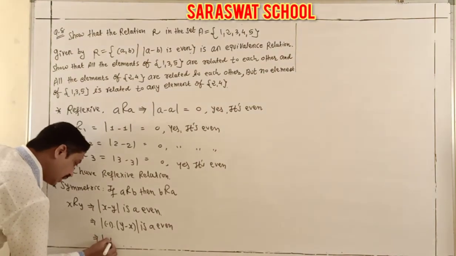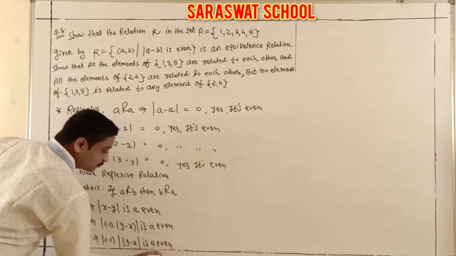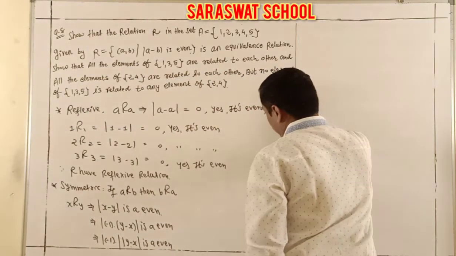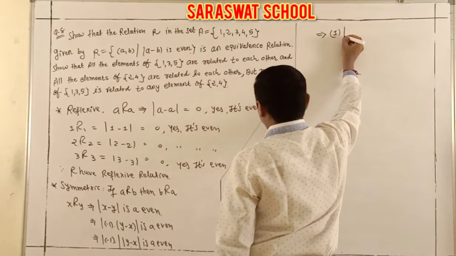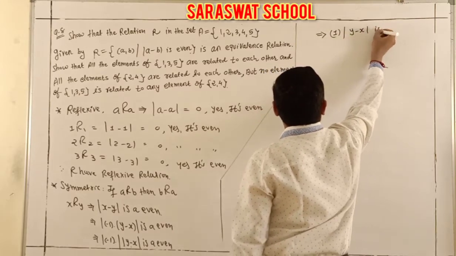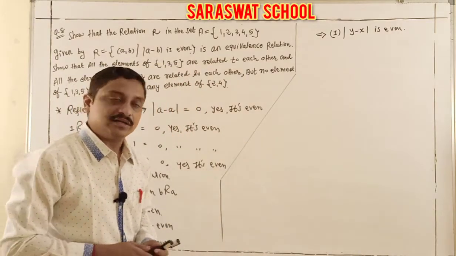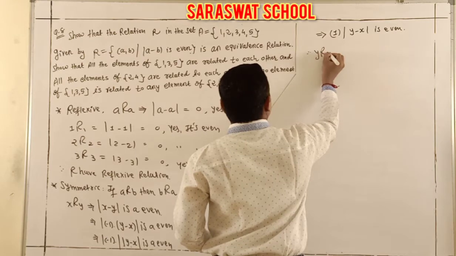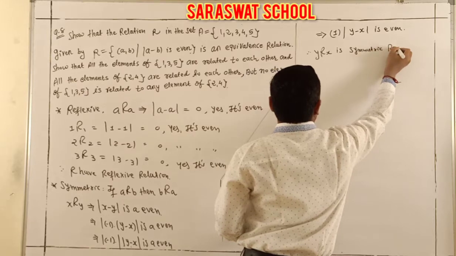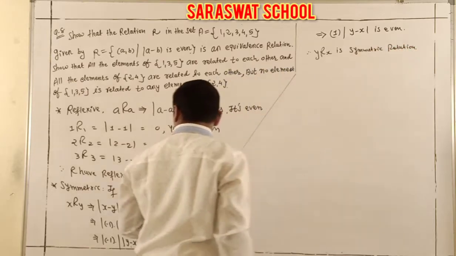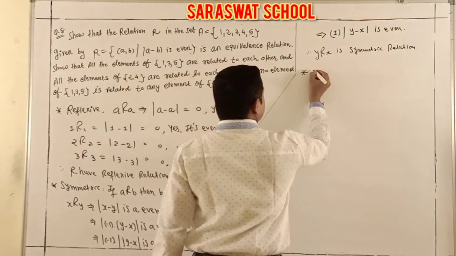So can I write modulus of X minus Y separately and modulus of Y minus X separately is even? So finally you finished it. It means Y minus X is even, done. So the relation Y to X is a symmetric relation. Check X to Y is given and ending in Y to X. And third one, transitivity.